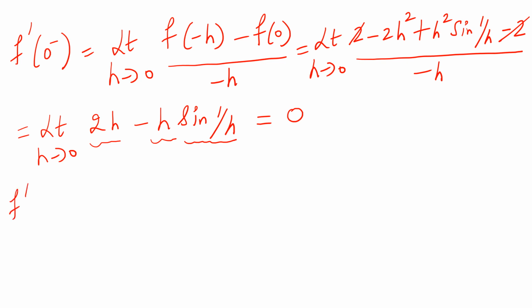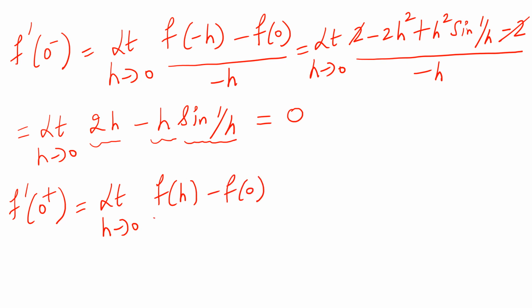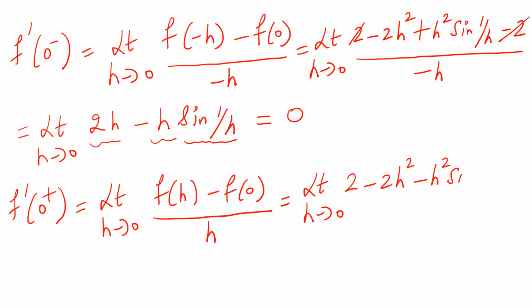Now students, similarly we will find the right hand derivative of f of x at x equal to 0. So right hand derivative, that is f dash 0 plus, becomes limit h tending to 0 f of h minus f of 0 whole divided by h, and this is further equal to limit h tending to 0, 2 minus 2h square minus h square into sine of 1 upon h minus 2 whole divided by h.